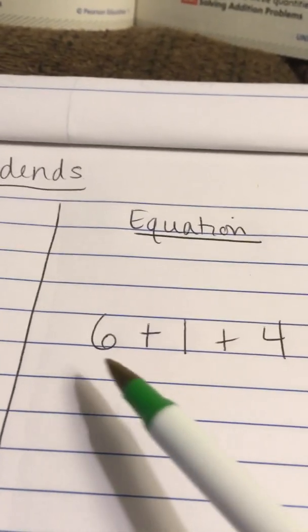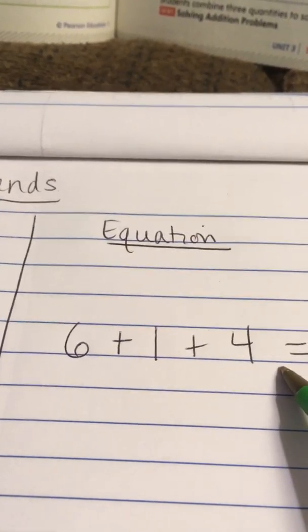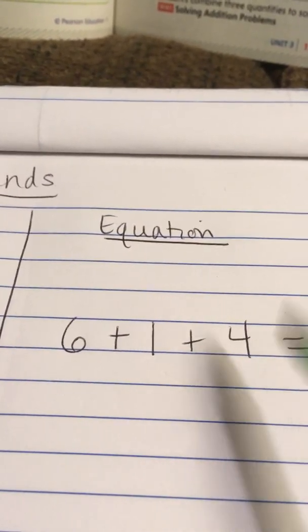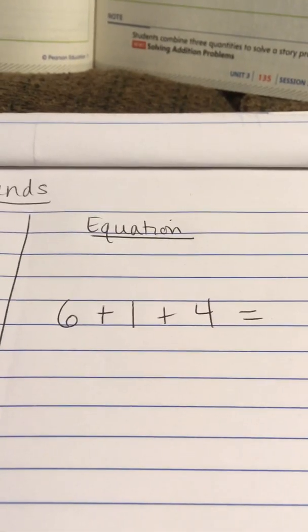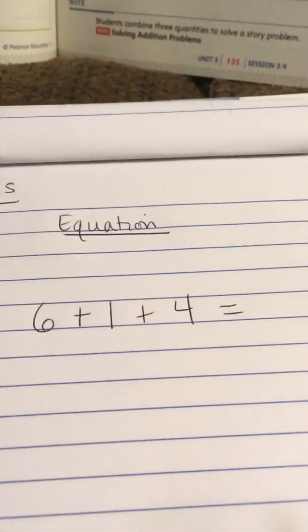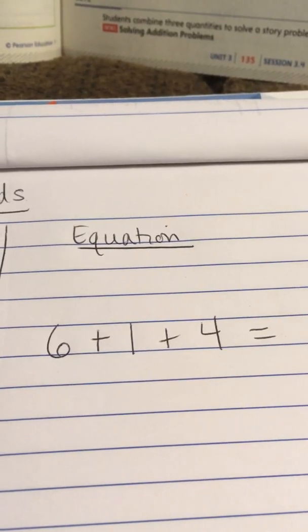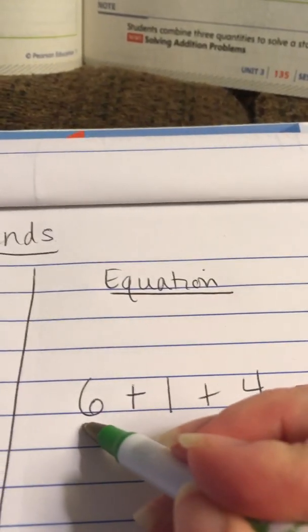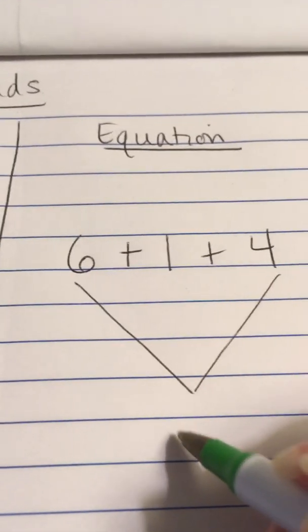So is it 6 and 1? Does that make 10? 1 and 4, does that make 10? 6 and 4. Which 2 numbers make 10? You are right. 6 and 4 make 10. So I'm going to draw 2 lines with the 6 and the 4, and I'm going to write 10.